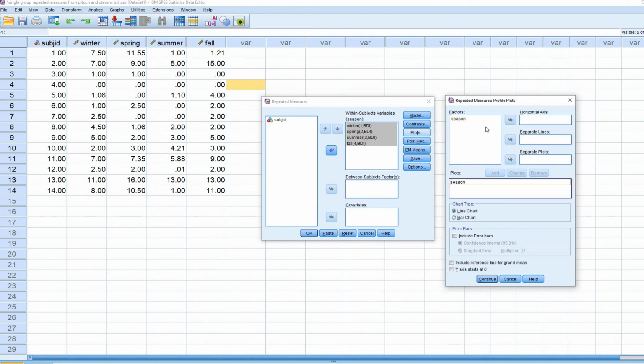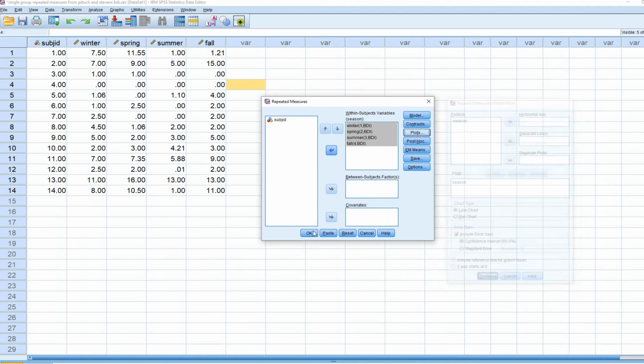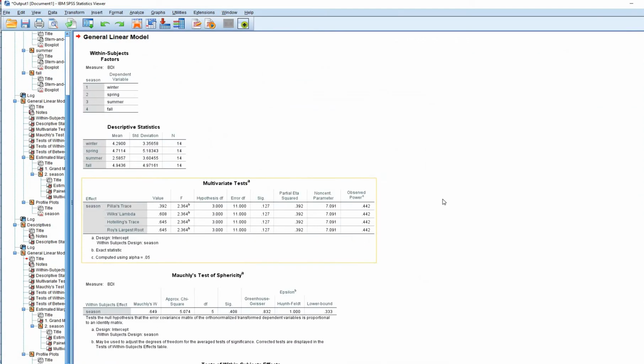So I'm just going to get a profile plot of the means at each level of our repeated factor. And if I want error bars like a confidence interval, 95% confidence interval, I can click on that as well. So I'll click on continue and then on OK, and then I end up with my output.